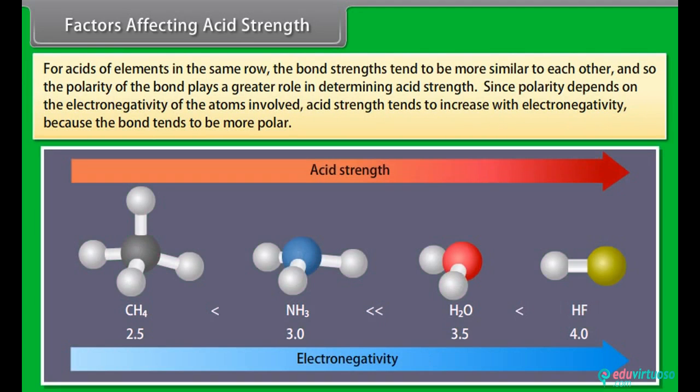For acids of elements in the same row, the bond strength tends to be more similar to each other, and so the polarity of the bond plays a greater role in determining acid strength. Since polarity depends on the electronegativity of the atoms involved, acid strength tends to increase with electronegativity because the bond tends to be more polar.